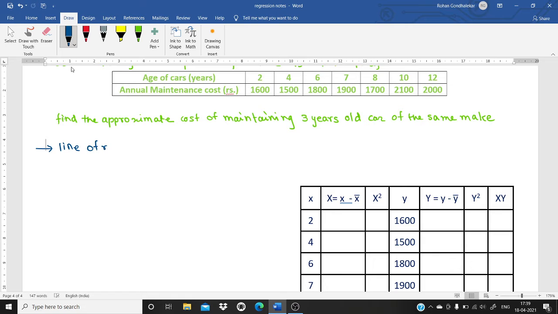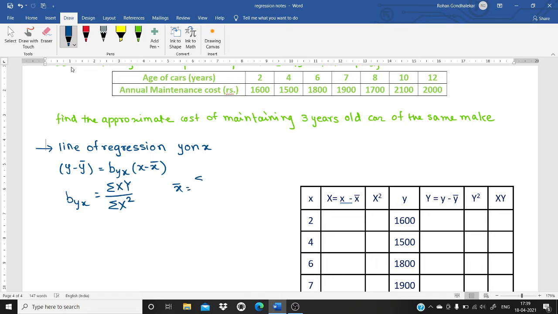Line of regression y on x is given by y minus y bar is equal to byx into x minus x bar, where byx would be summation of capital X into capital Y upon summation of capital X square. Fine. Now what are x bar and y bar? The x bar will be summation of x upon n.